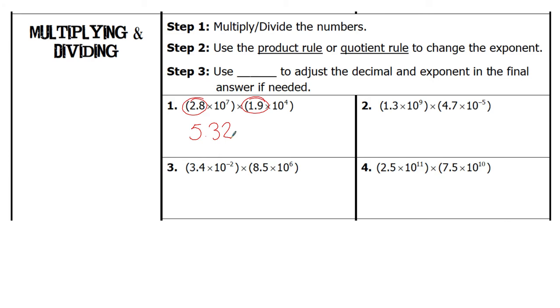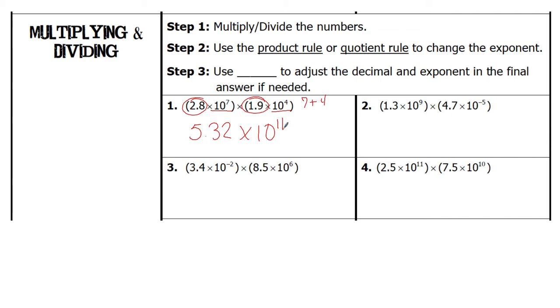It makes it even better. So now I'm going to follow my product rule. Well, 10 is my base, and 10 is my base, so they're the same. So now I have times 10. Well, the product rule says I would take 7 plus 4. So now it's 10 to the 11th power. 5.32 times 10 to the 11th power. If it's dividing, I would use my quotient rule. I would have subtracted. We'll do a couple division in a second.